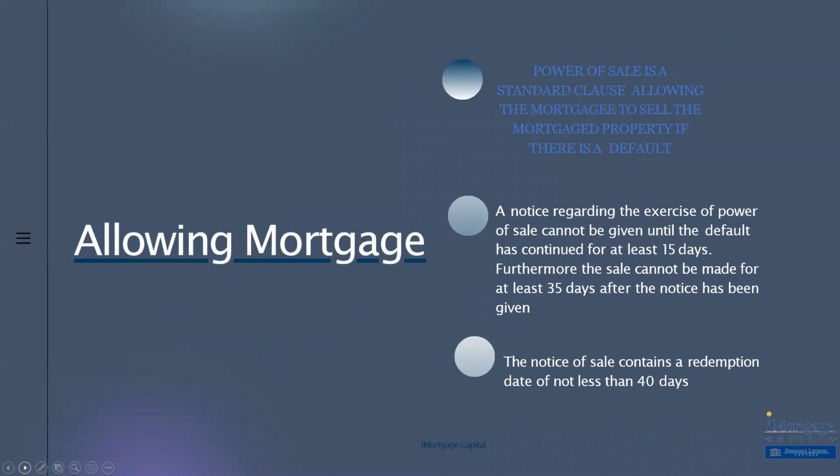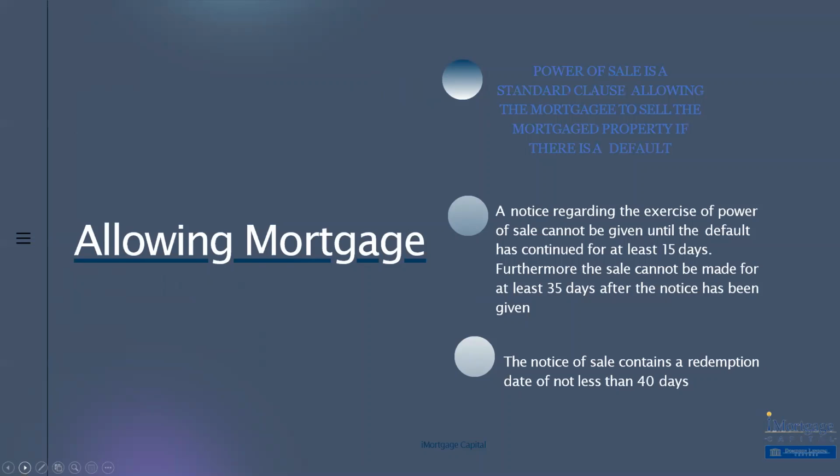So the power of sale is a standard clause allowing the mortgagee to sell the mortgaged property if there's a default. So if these guys don't pay you, you need to do something, and this is what you're going to do to remedy the situation, which is sell the property to recoup your money.